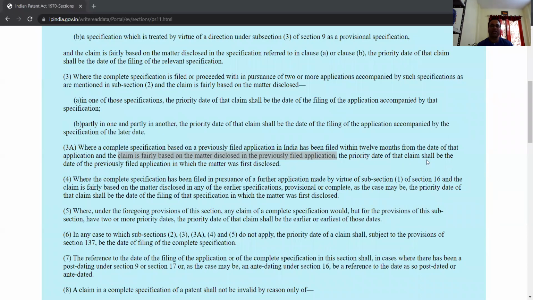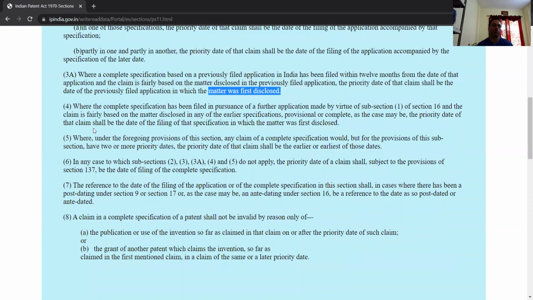The priority date of that claim shall be the date of the previously filed application in which the matter was first disclosed. Okay, so this is the same. We are again discussing the same thing. Subsection 4: where the complete specification has been filed in pursuance of the further application made by virtue of subsection 1 of section 16, and the claim is fairly based on the matter disclosed in any of the earlier specifications, provisional or complete, as the case may be, the priority date of that claim shall be the date of filing of that specification in which the matter was first disclosed.